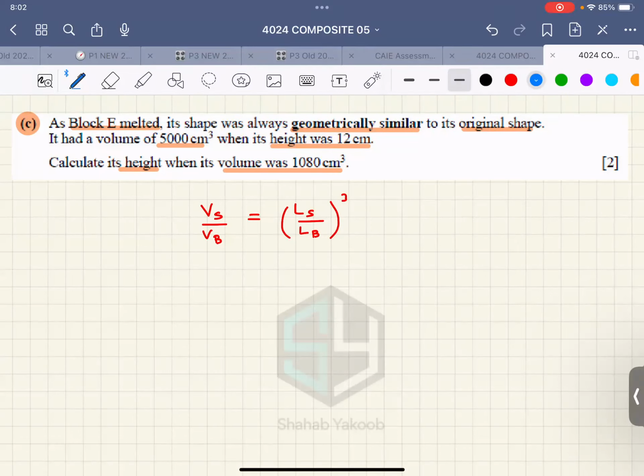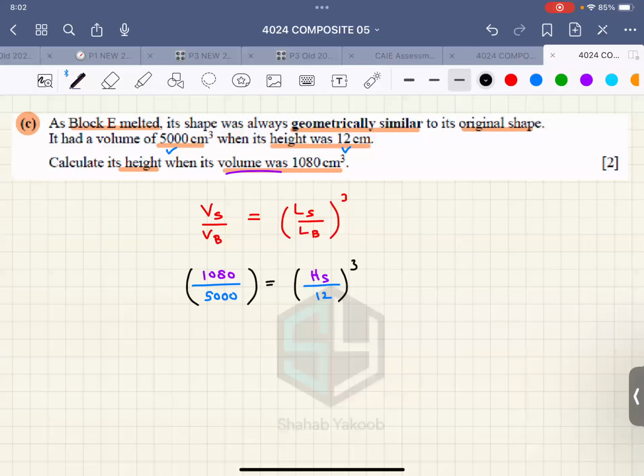The original volume is 5,000. And that is the big volume. So let me write 5,000 over here. And the original height was 12. Let me write 12 over here. And then the volume is 1,080. That is the lesser one, 1,080. And length of small, length could be height also. The small height, that is HS. So therefore, the cube is equal to 1,080 over 5,000.